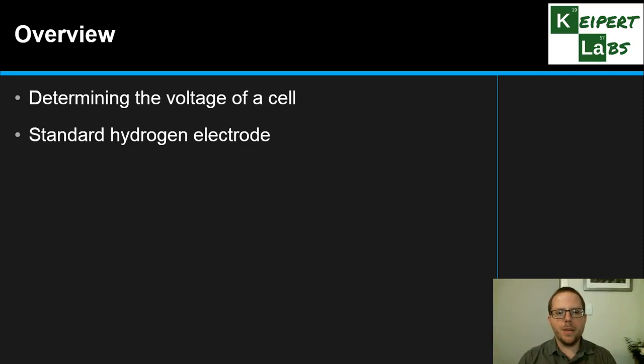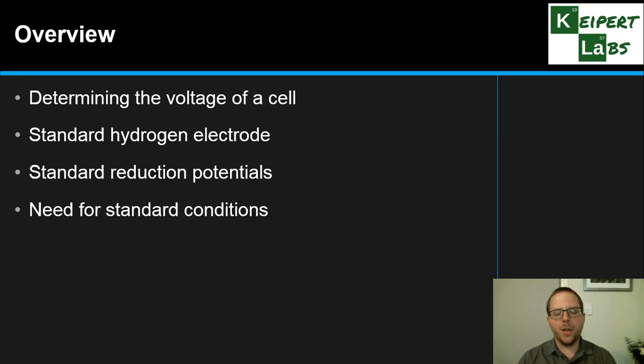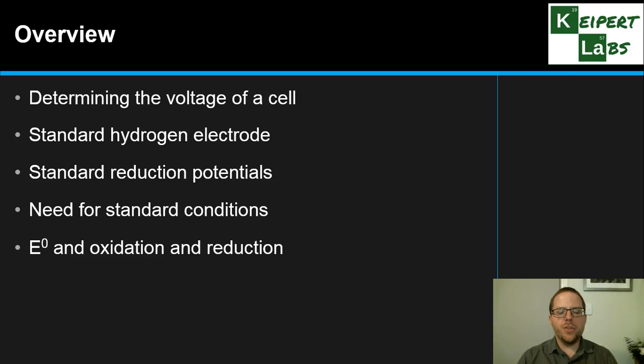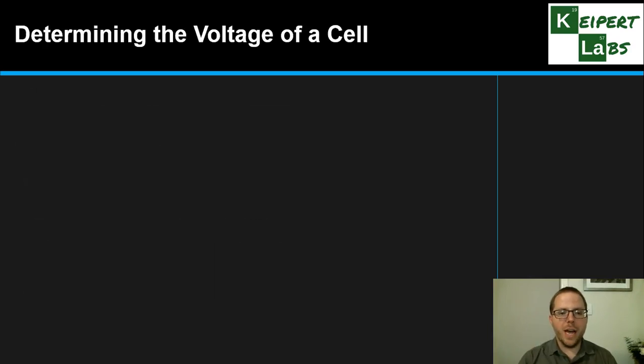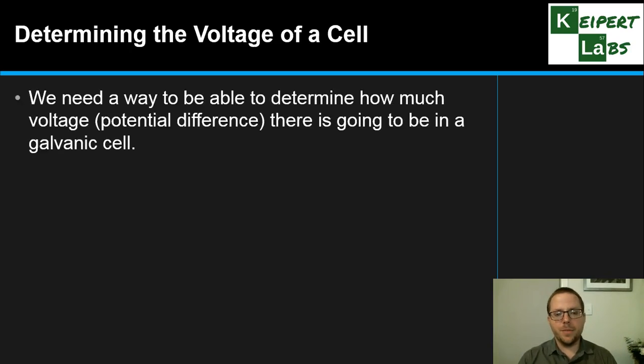We're going to become familiar with the standard hydrogen electrode as a reference cell that we can use to measure the voltage of all the different half cells we might come across, and to help us produce a table of standard reduction potentials. We're going to talk about why we need standard conditions, and then introduce what we call the E0 or E-naught, and how that connects to oxidation and reduction, spontaneous reactions. So determining the voltage of a galvanic cell.